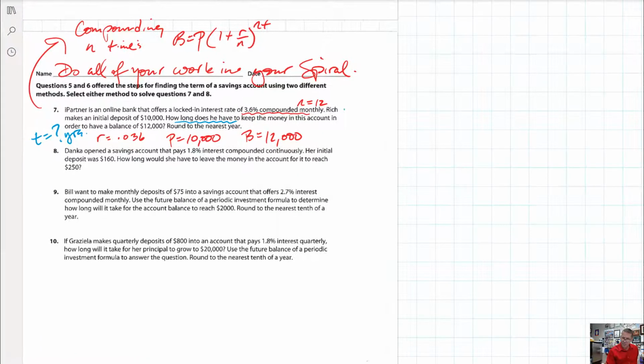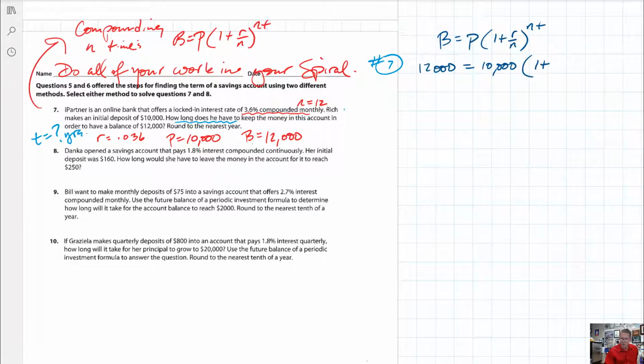So let's go ahead and set it up over here. Okay, this is number 7. All right, and I'm going to be using the compound interest formula. So we want 12,000 initially, or excuse me, in the future. That's B. All right, and again, B is equal to P times 1 plus r divided by n to the nt power when you're compounding. We want 12,000 in the future. If we put 10,000 in, that's your original principal, multiplied by 1 plus r, which is 0.036, divided by 12, because we're talking about monthly here, raised to the nt power or 12t power. So you got to set it up here, and then you got to solve it.